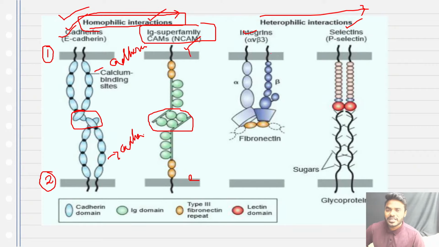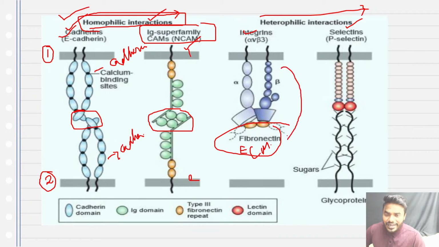So all the students pay attention. Here the integrin molecule is associated with what, friends? Fibronectin. What is fibronectin and where is the fibronectin present? Fibronectin is present in the matrix, because it is one of the most important extracellular matrix proteins. Kindly do not get confused with that. Hence we never call it homophilic interaction, because it is reacting with different molecules which are not of the same type.